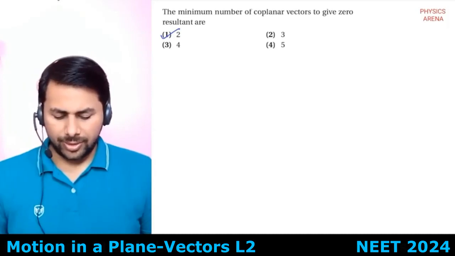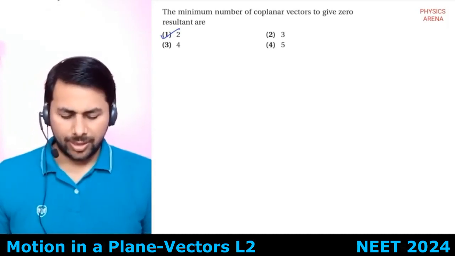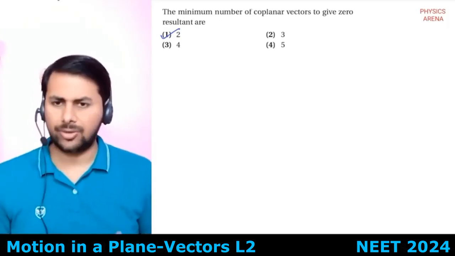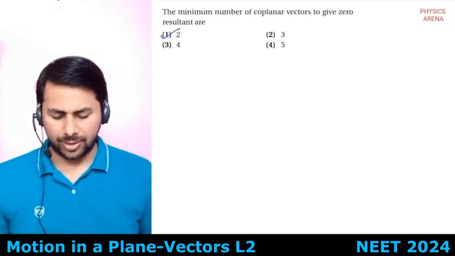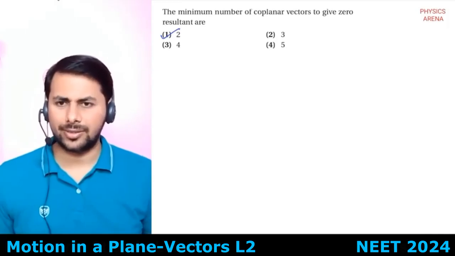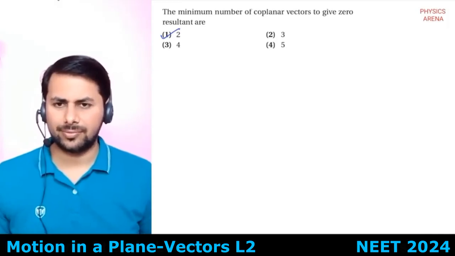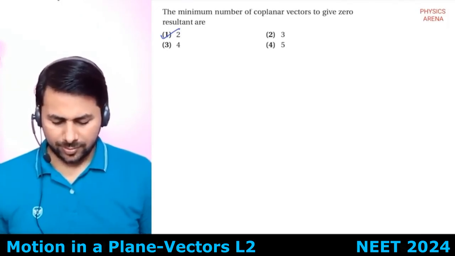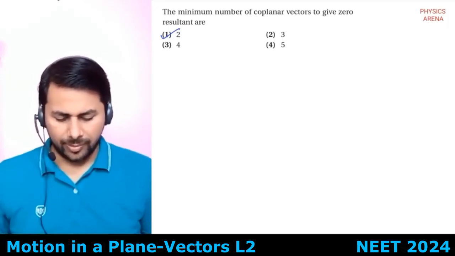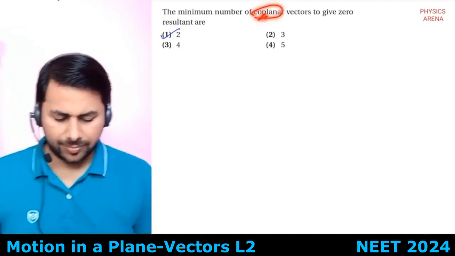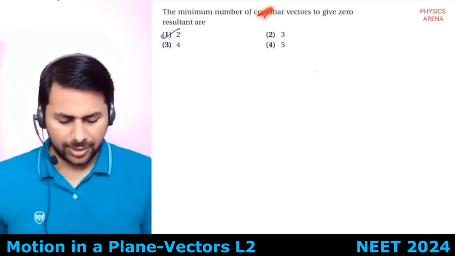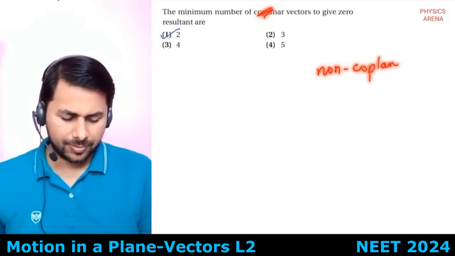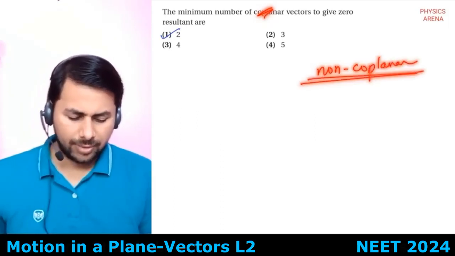Right? You need only two vectors. Minimum number of coplanar vectors to give zero resultant are 2. Okay, they are not saying equal, unequal. Yes, Sai. Yes, sir. Okay, so anyways they will not be equal. But now if you remove this coplanar and you replace that with non-coplanar, okay, then what will be your answer?